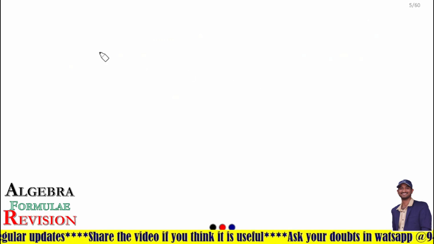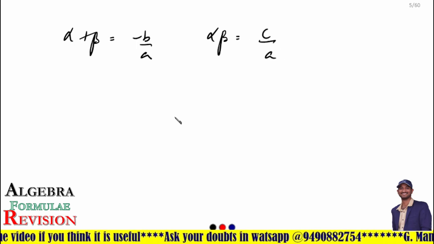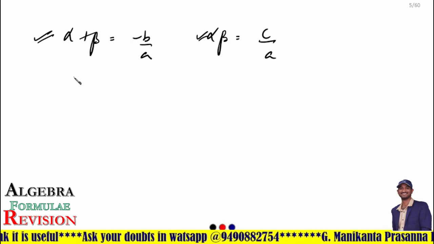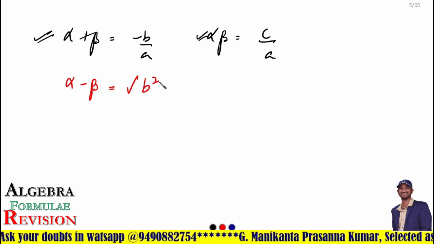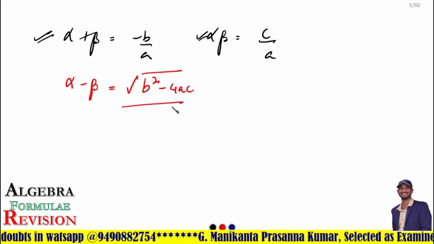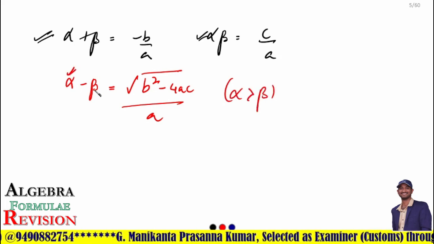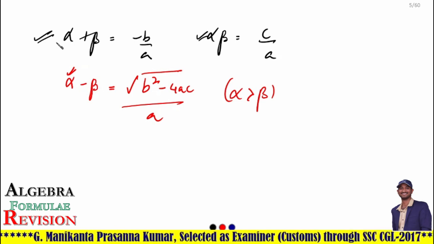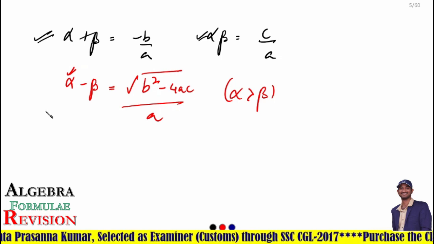From this we can tell the sum of the roots, alpha plus beta, equal to how much? Minus b by a, and the product of the roots, alpha beta, is c by a. Not only these two are important, there is one more thing, the difference of the roots, alpha minus beta, is also important, that is square root of b square minus 4ac by a, where alpha is greater than beta. First one is greater and second one is smaller. So these three formulas are important in the case of sum, product and also difference of the roots.